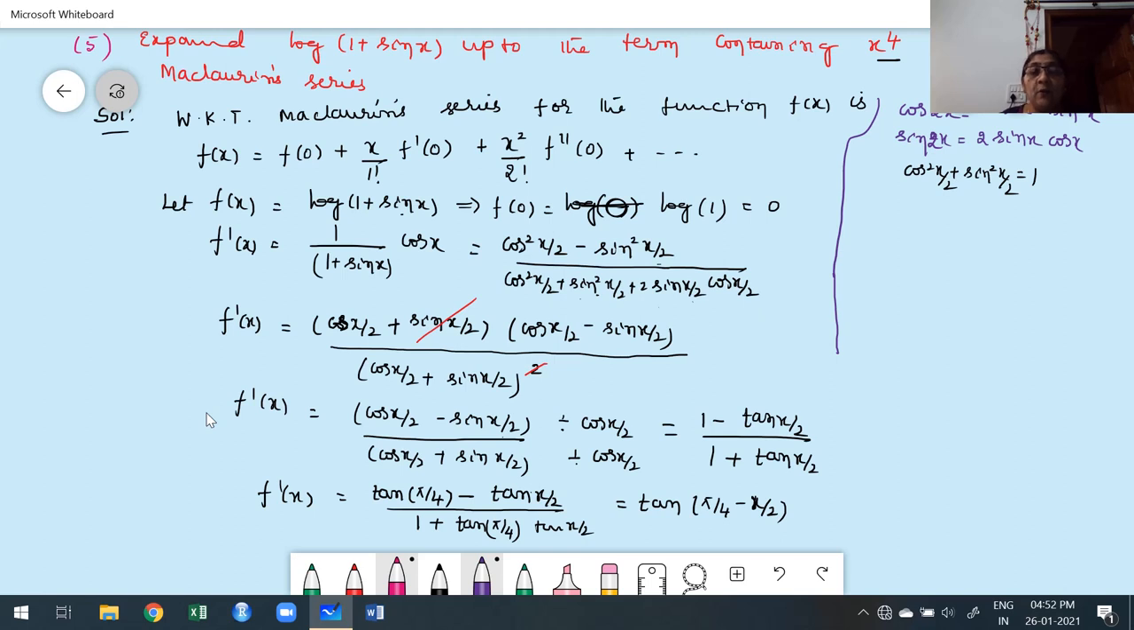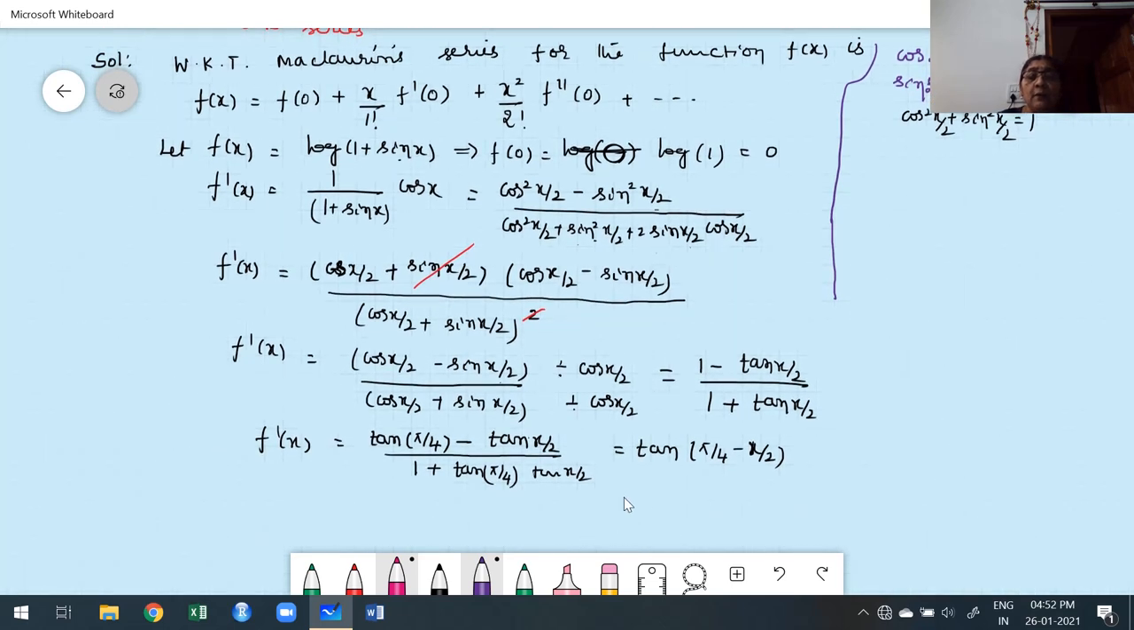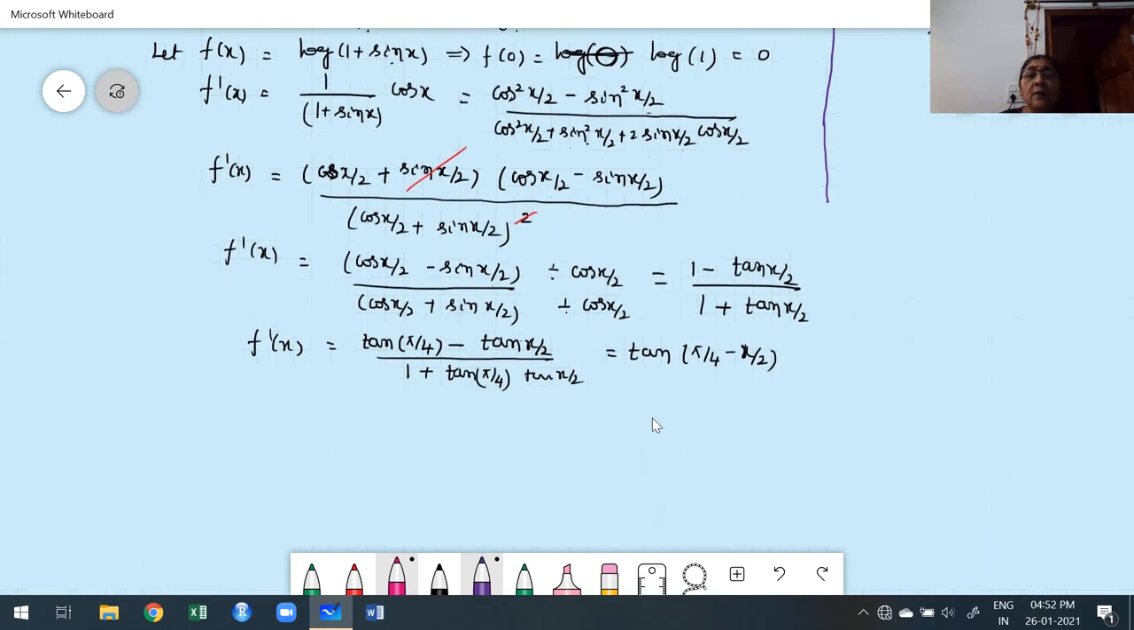And then divide both numerator and denominator by cos x by 2. Why do I divide? Then it's possible to write tan of a minus b. Then we get 1 minus tan of x by 2 divided by 1 plus tan of x by 2. 1 can also be written as tan of pi by 4. Then we simplify this, and we actually get tan of a minus b. What is a? Pi by 4 minus x by 2. This you can't simplify further. This is a simple way we get the function.